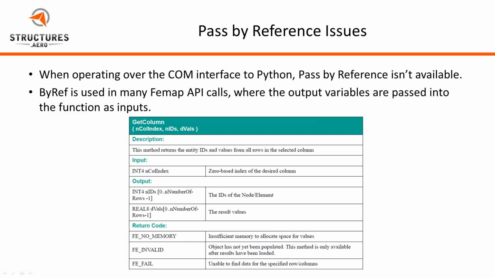I have an example of one, which is just the get column out of a results browser object. You pass this function 3 different inputs. One is actually an input, and it's what column you want to grab. The other 2, you need to declare the variables and then pass them to this function, just empty, and this function will populate them. So it'll populate the IDs and the result values for whatever you've requested. This is a problem because we can't do by reference function calls.